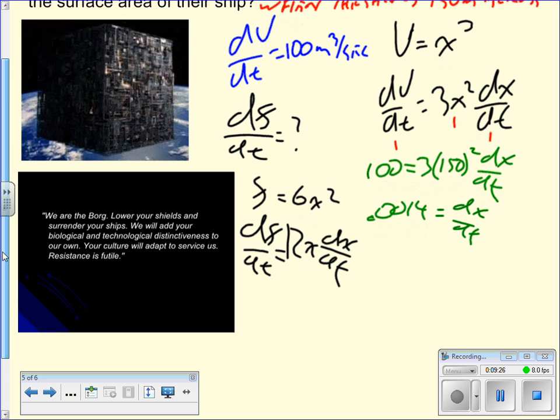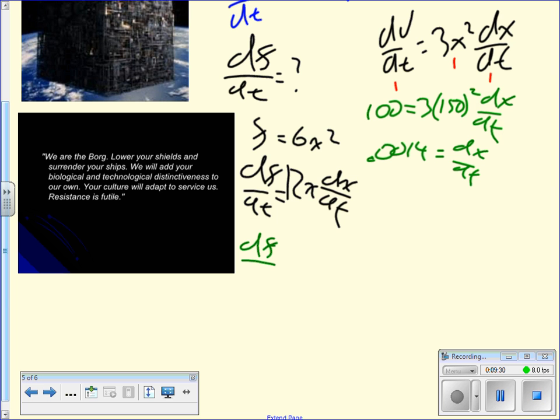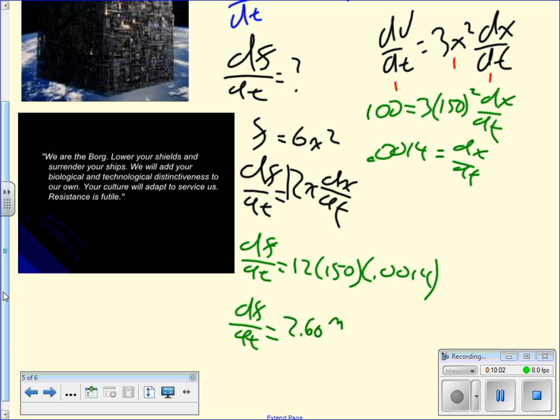So that's dx/dt. Now we need to find ds/dt. So ds/dt is equal to 12 times 150 times 0.0014. So multiply those all out. What do we get? 2.66 meters per second, or square meters per second. That's what it is. Okay, 8/3. Okay? Questions? Your turn.